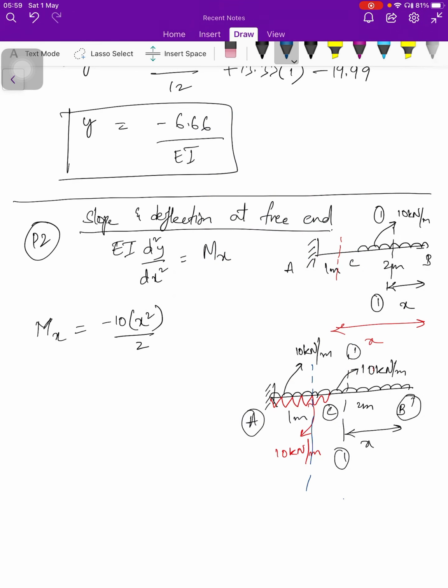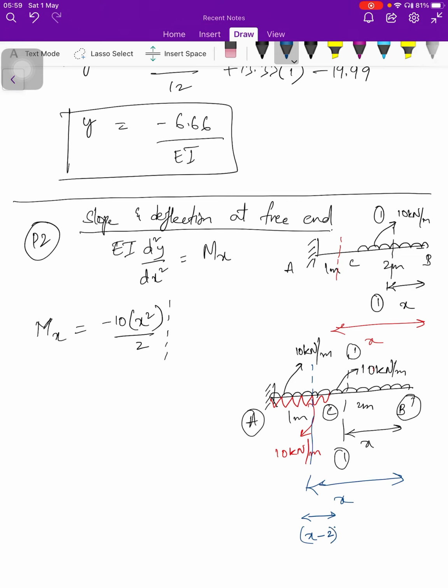Again at a distance from the free end, because we have two loads here, I require two sections. So the second section is considered here, and I apply a partition on this side. What is the length of the UDL beyond your section? This is the length, which is x minus 2.